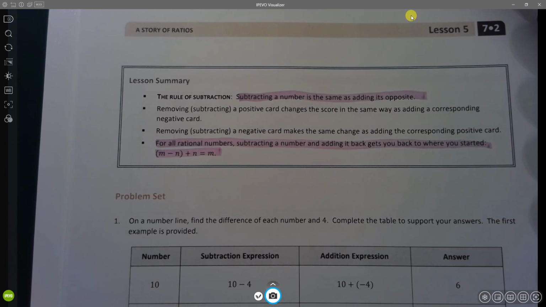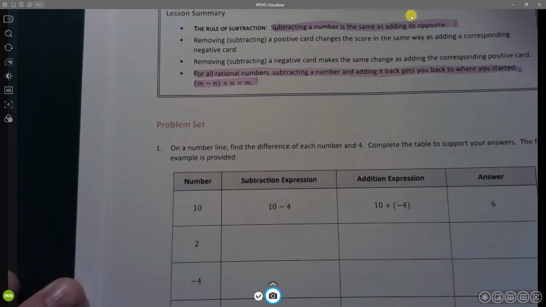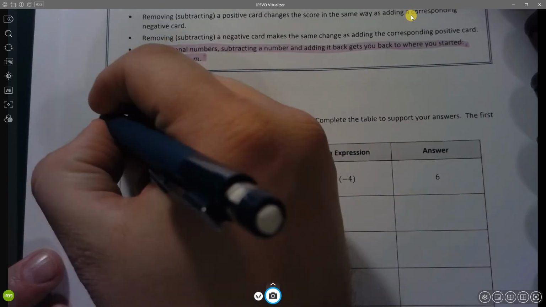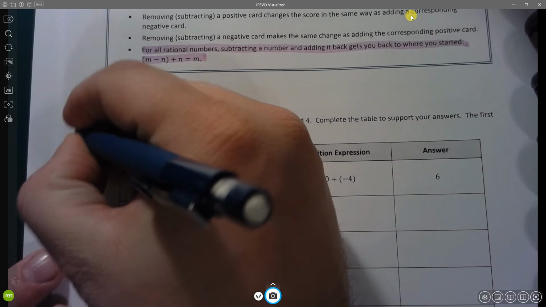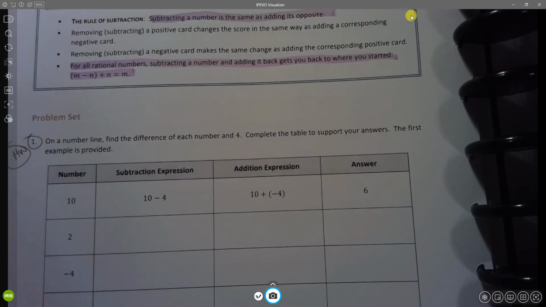So, problem set number 1 says on a number line, find the difference of each number and 4. So, you're going to have to complete this yourself. I want this problem to be your homework as well. So, number 1 is going to be your homework. And then we're going to do numbers 3, 4, and 5 in class. So this is going to be classwork, okay? So that's all we're doing tonight.